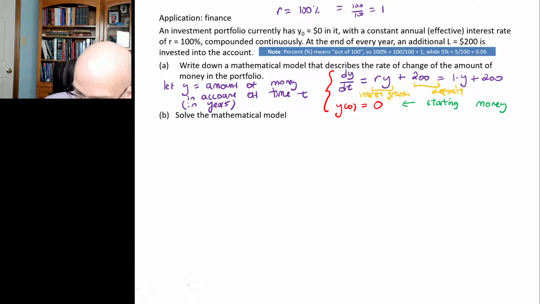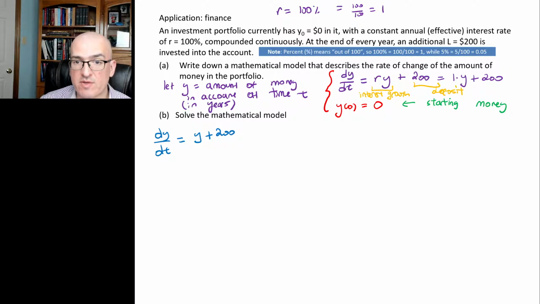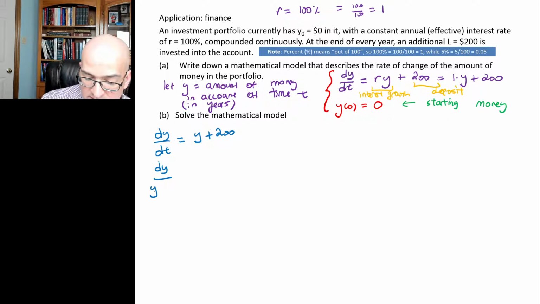And the next step, we're going to solve the mathematical model. This is a nice differential equation. It's one that can be solved both as linear first order or as separable. I'm going to solve it as a separable differential equation. I'm going to divide both sides by y plus 200 and multiply both sides by dt to separate the variables. Separate the y stuff on one side, the t stuff on the other side. And then integrate both sides.